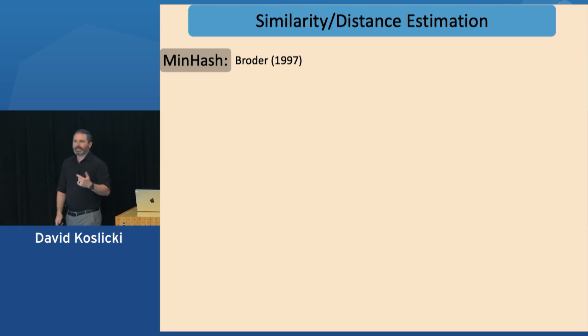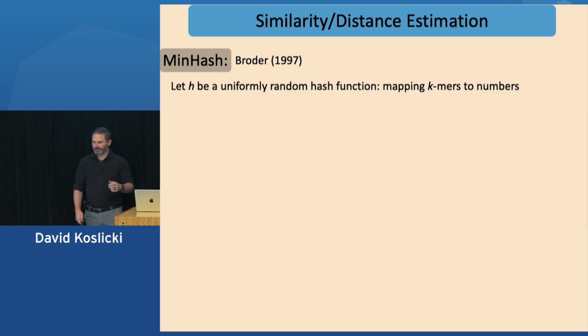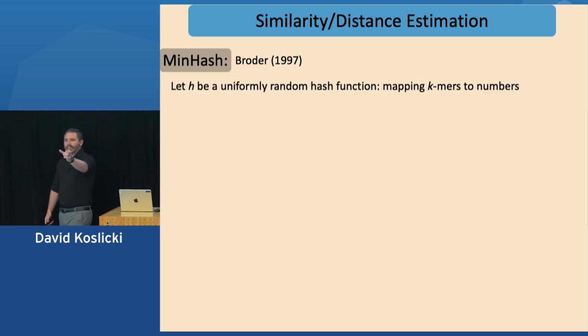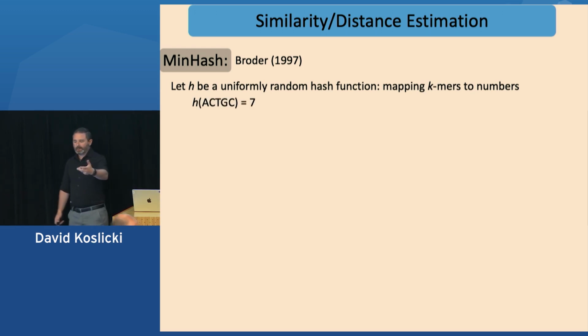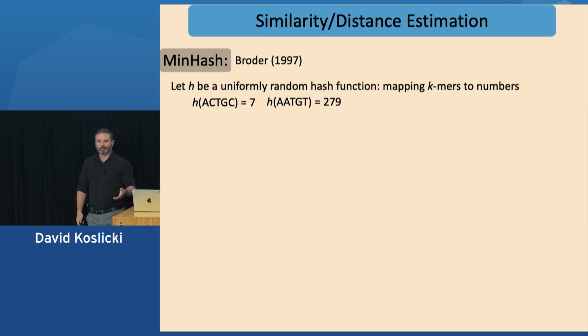This is a classic sketching technique defined by Broder back when he was with AltaVista, and AltaVista was a thing. It hinges on a hash function. You can think about this hash function as mapping k-mers to uniformly random numbers. You can take a k-mer like ACTGC here, and it assigns a number 7. Take a different k-mer, it assigns a different number.